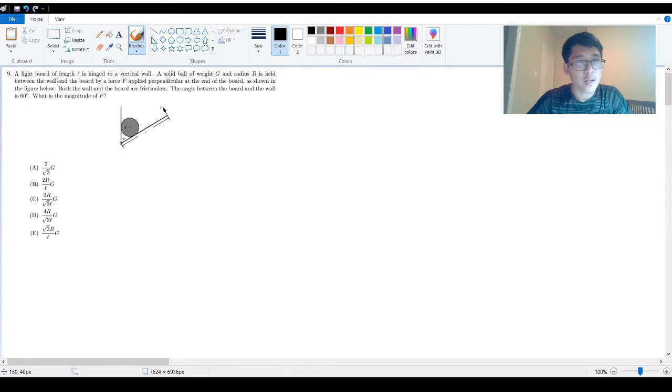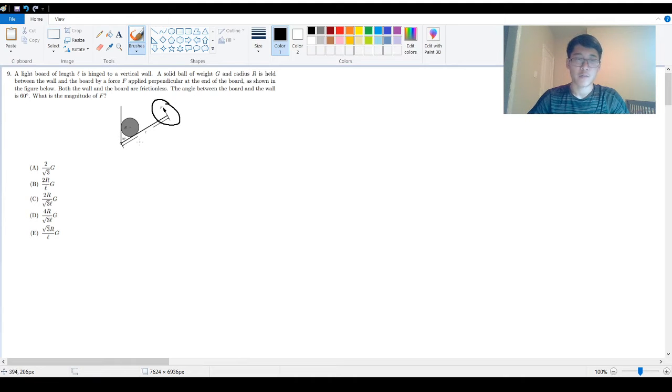The question reads, a light board of length L is hinged to a vertical wall. So that's this guy right here. A solid ball of weight G and radius R is held between the wall and the board by a force F applied perpendicular at the end of the board, this guy right here, shown in the figure below. Both the wall and the board are frictionless. The angle between the board and the wall is 60 degrees. What is the magnitude of F? So what force do you need to apply right here in order for this to be in static equilibrium?